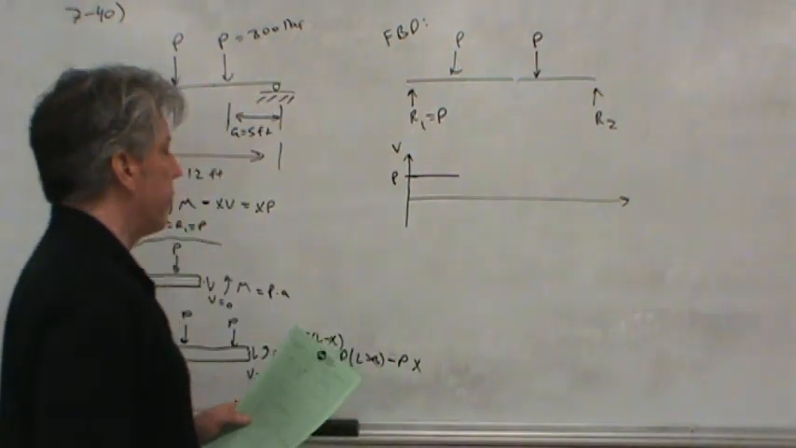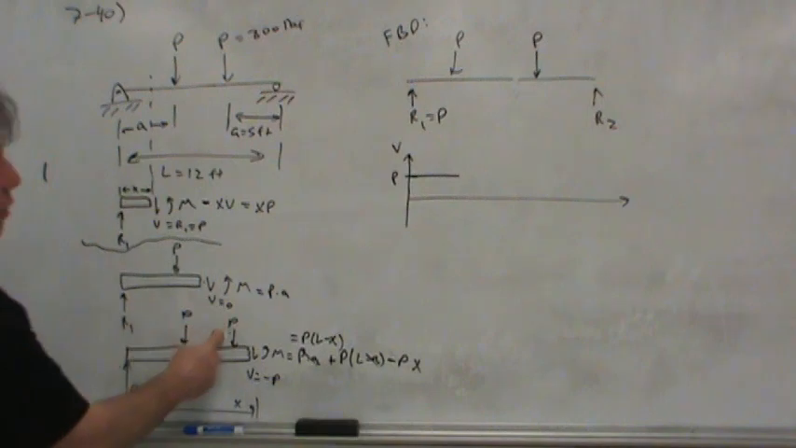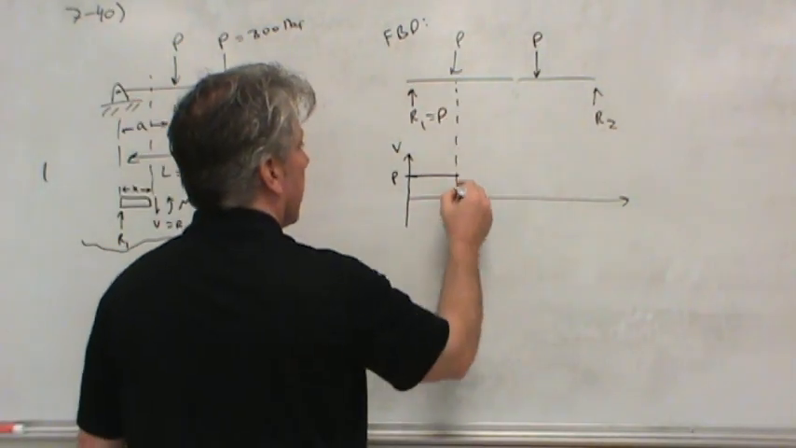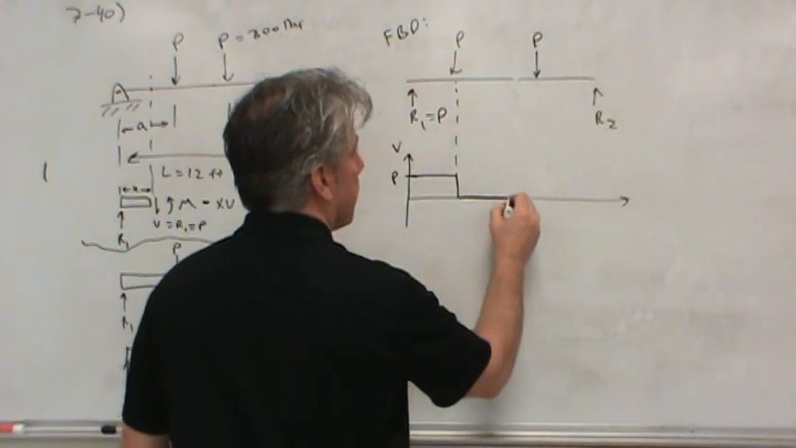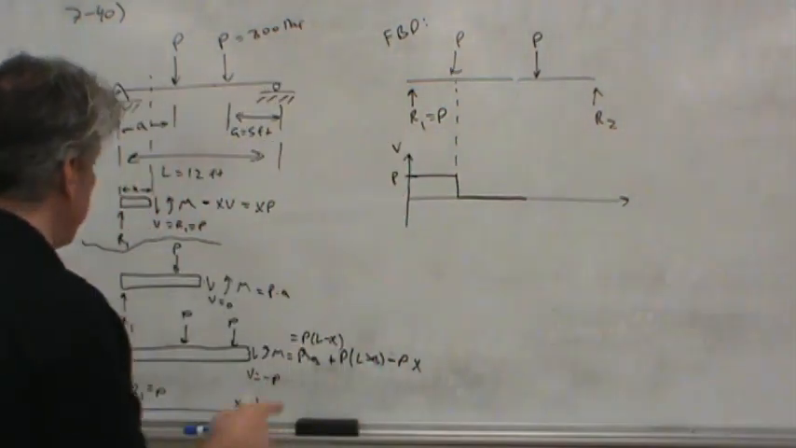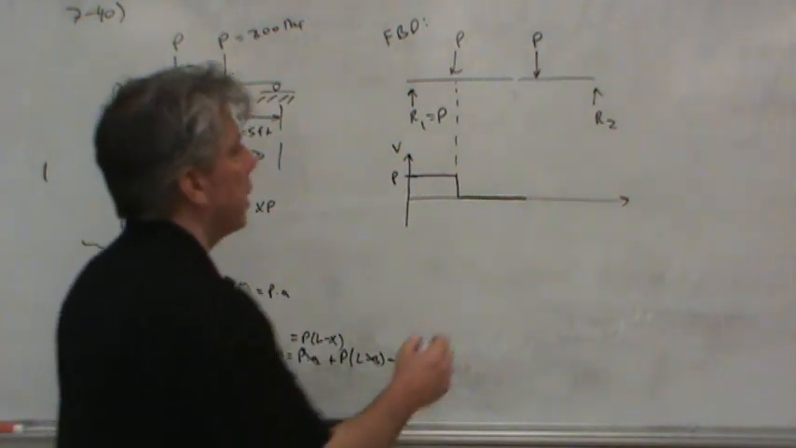What happens there? Well, right after load P, the shear goes to 0. So let's align this, pull it down to 0, and then the shear continues over at 0 until we reach the next load P. What happens there? Well, there the shear goes down to negative P.